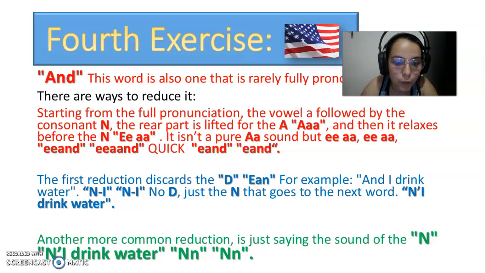The first reduction discards the D, just N. For example, and I drink water. And I. No D, just the N that goes to the next word. And I drink water. Another more common reduction is to silence the sound of the N as well. And I drink water.